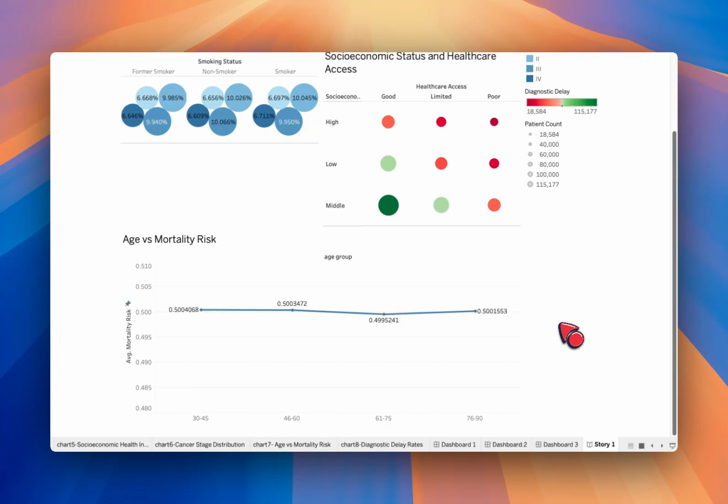What matters is the combinations. So, risk profiles need to multiply factors working together. Age versus mortality shows a flat line around 50% across all age groups. Age doesn't matter much. It's the factor combinations that count.